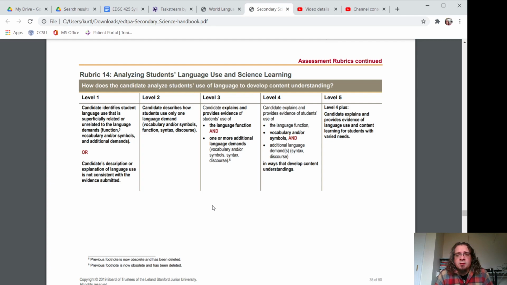And then level 5 is all of level 4. And then the candidate explains and provides evidence of language use and content learning for students with varied needs. So now we're getting into the individual needs of students. Again, the focus students are there, use them, right? And you can talk about how you differentiated for their needs with the use of language.